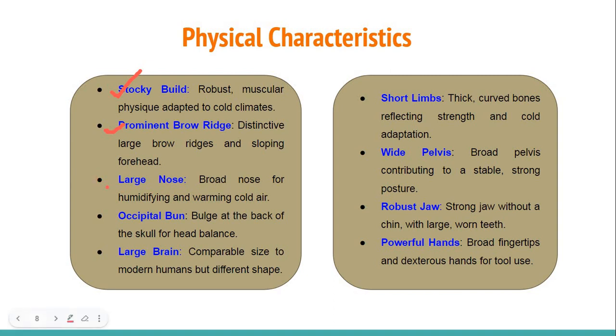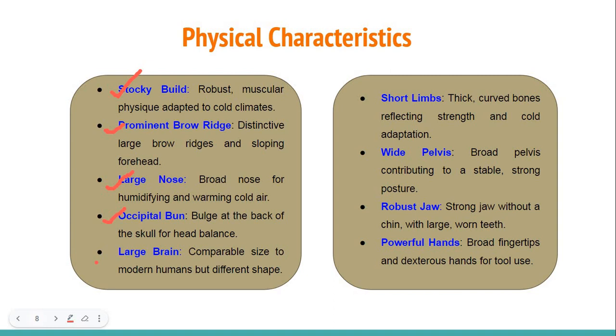Now this large nose, which was very prominent in Neanderthal fossils, shows that as they were living in Europe, the conditions were very cold, so it was an adaptation to warm the cold air by humidifying it during respiration. Occipital bun, the bulge at the back of the skull for head balance. Occipital bun was also present among the Neanderthals.